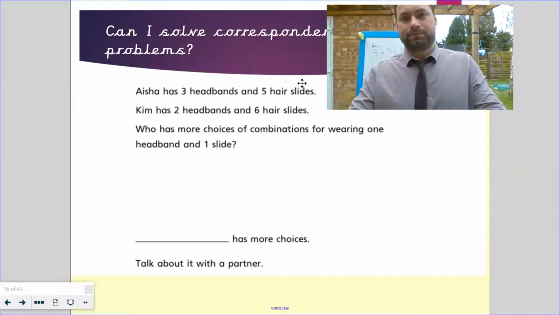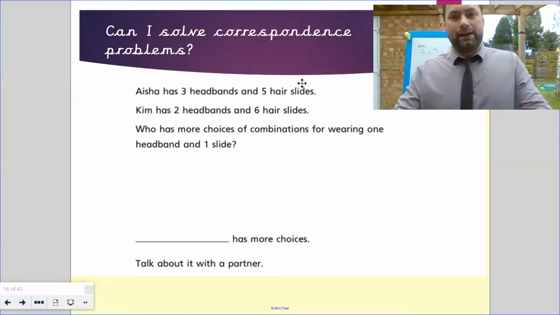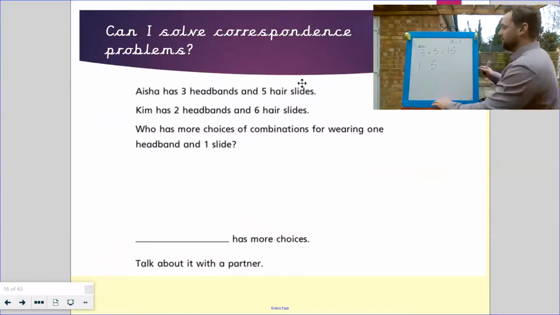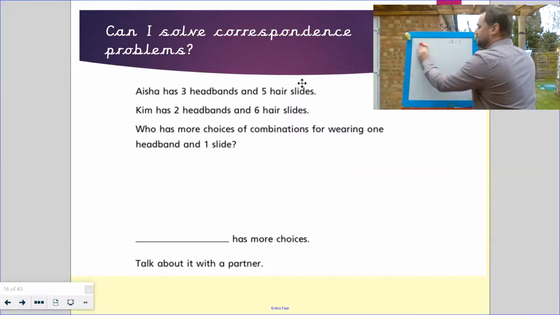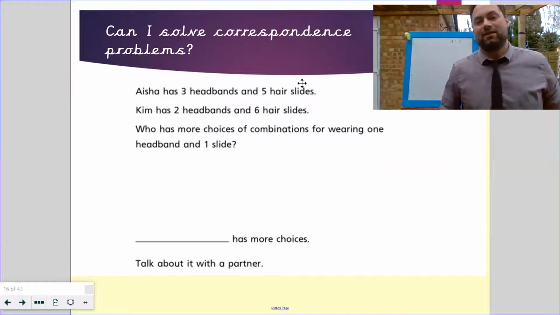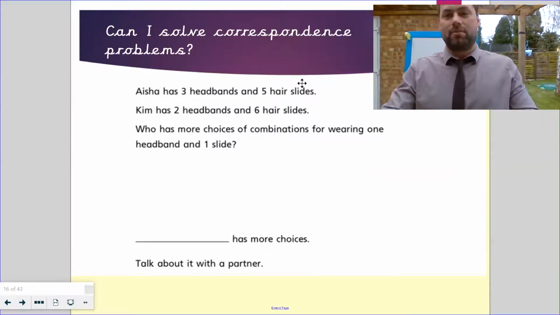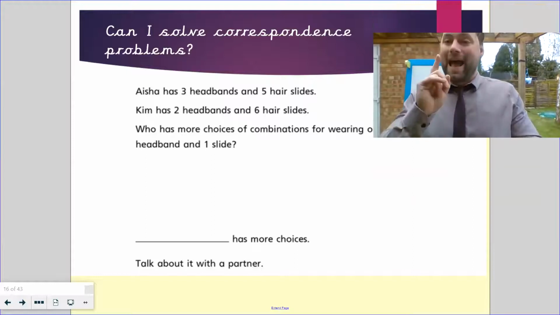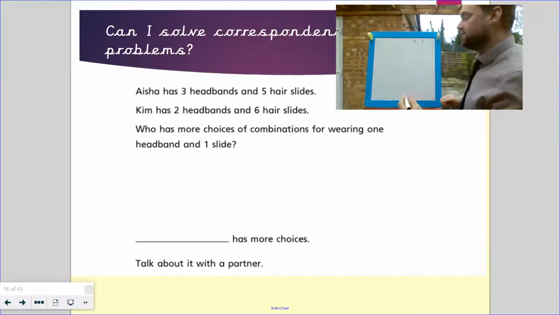Okay, our next question is: Aisha has 3 headbands and 5 hair slides. Kim has 2 headbands and 6 hair slides. Who has more choices of combination for wearing 1 headband and 1 slide? So let's have a look at Aisha first.